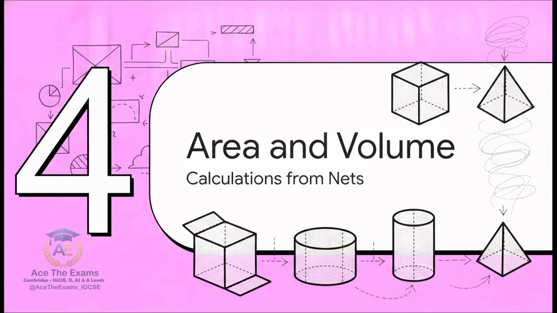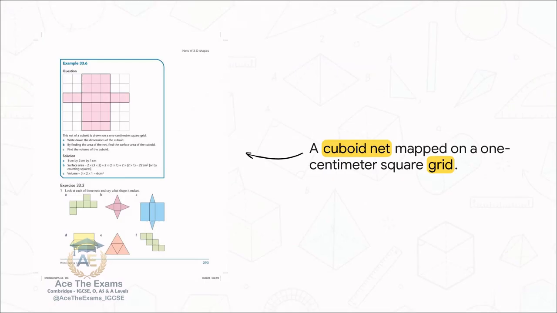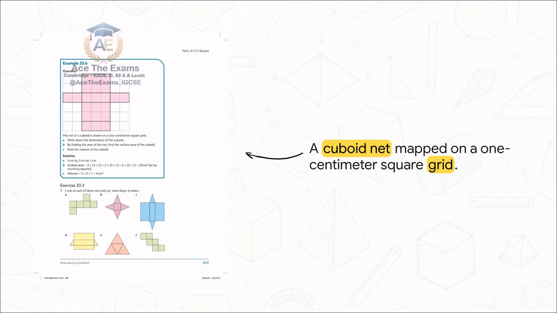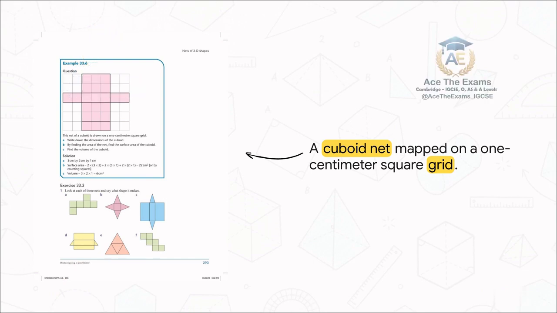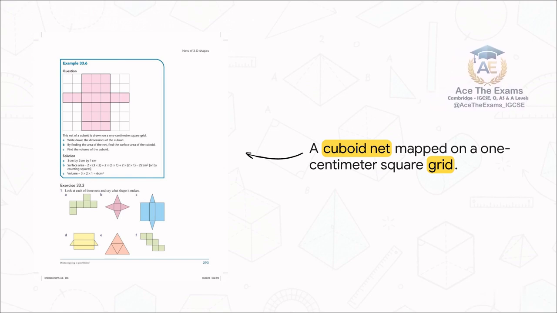Which brings us to our final strategy, Section 4, Area and Volume from Nets. We are bringing it all together now. We're going to extract cold, hard, measurable data from these mental models. The absolute best strategy for decoding a net is to anchor it to a physical grid. When you lay a cuboid's net onto a 1 centimeter square grid, its dimensions are fully exposed.